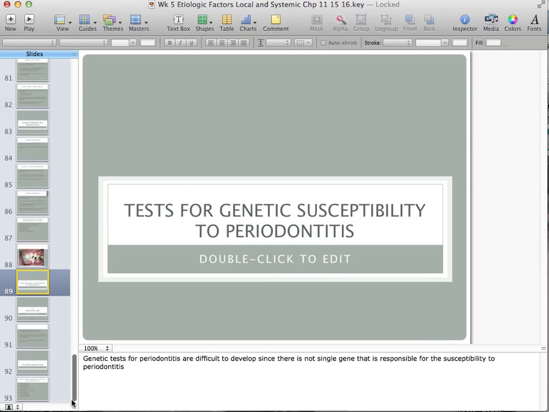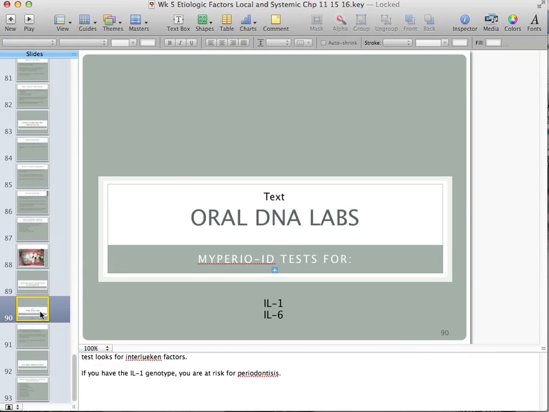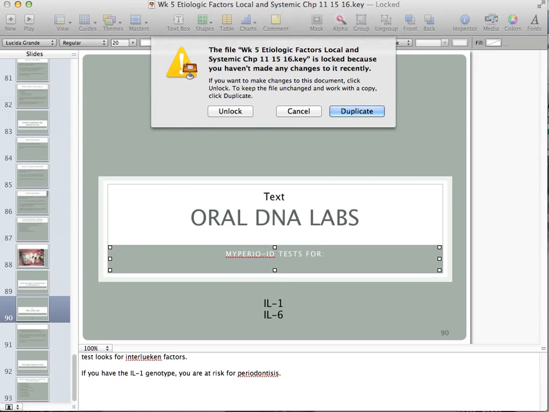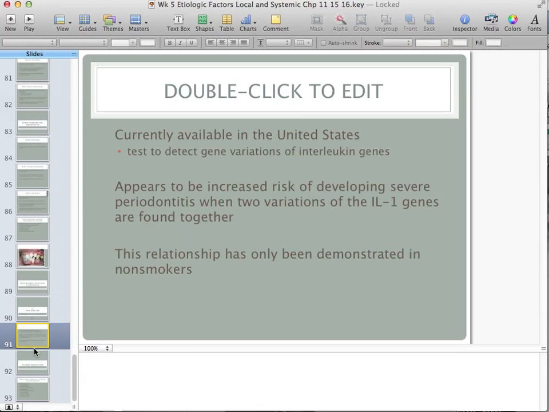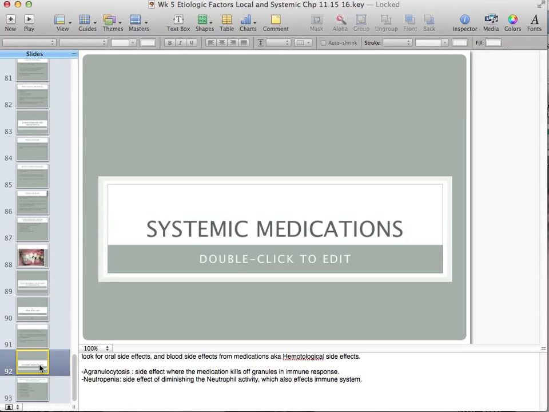You can also take genetic tests to see if you are prone to be more susceptible to perio. Some of the tests you can take are oral DNA labs, MyPerioID tests, which tests for interleukin 1 and interleukin 6. So if you take that test and you have the interleukin 1 genotype, you are at risk for periodontitis. And that discusses more of it.